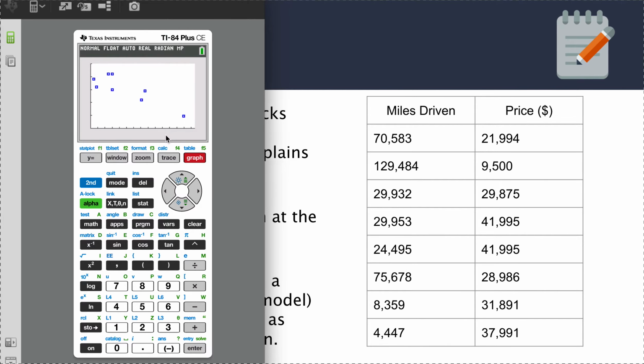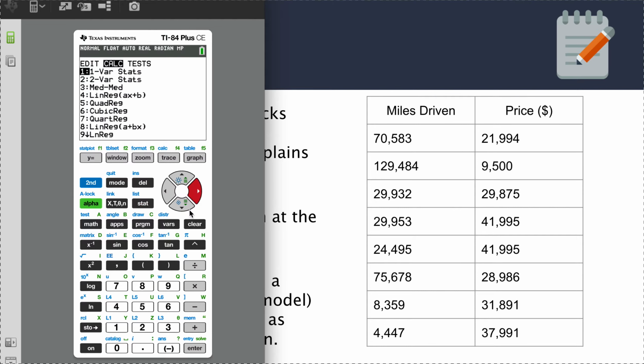So how do we get our linear regression? Well, the linear regression is relatively easy to get. We go to Stat, scroll over to Calc, scroll down to LinReg, L-I-N, R-E-G. See, it says a plus bx. Hit enter. We want L1 as our explanatory variable. L2 is our response variable.